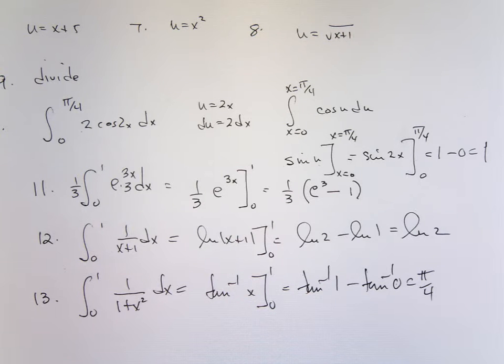U equals 3x. See, you integrated the thing instead of taking the derivative here. You went awry right there with that derivative.